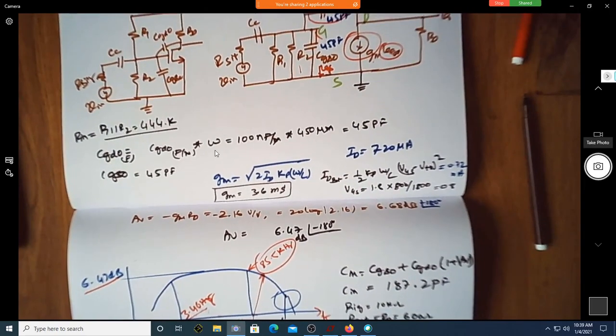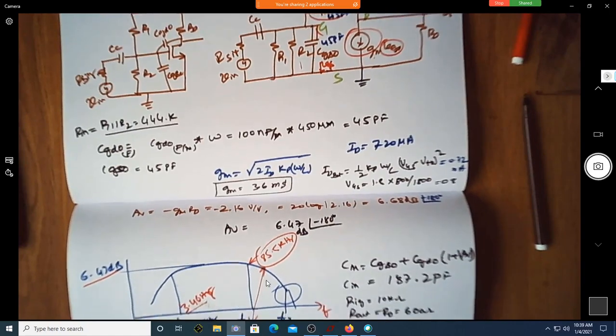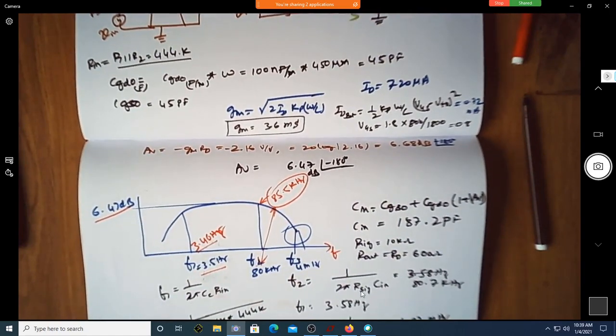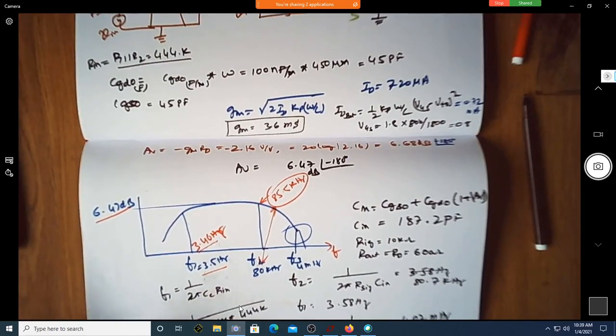Here you can see this width. Instead of 450 micro, if it becomes 4500 micro, this will become 450 pico. Naturally this value of F2 will reduce by 10 times, and even the F3 value, because this is the bottleneck. So instead of 80 kilohertz you have 8 kilohertz, which is a very bad design. Is that understood? Of course, same thing repeats in other equivalent circuit. Instead of having 45 pico, you make it as 450 pico and then proceed, you'll get the same result. Done?